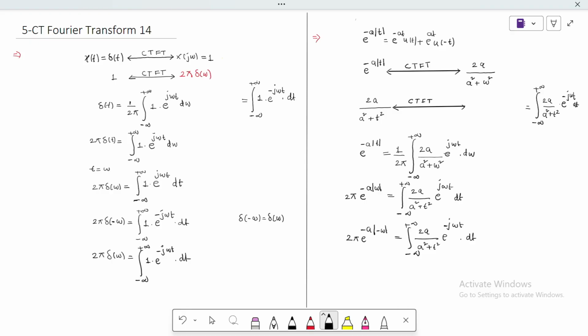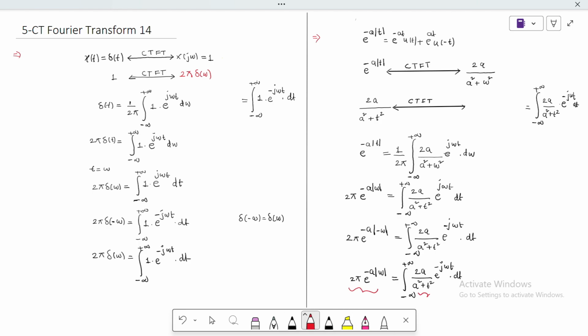Here this is a mod, so the mod of minus omega becomes positive, we know that. So 2 pi e power minus a mod of omega equals the integral from minus infinity to plus infinity of 2a by a square plus t square into e power minus j omega t into dt. So this is the answer.